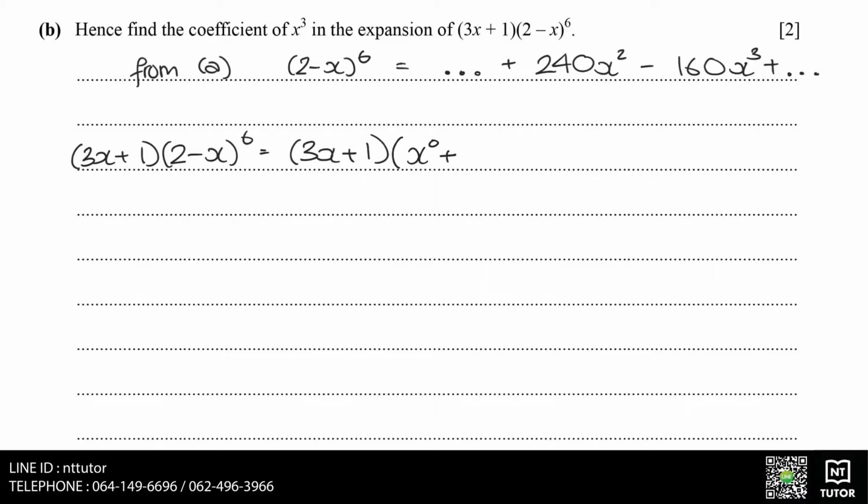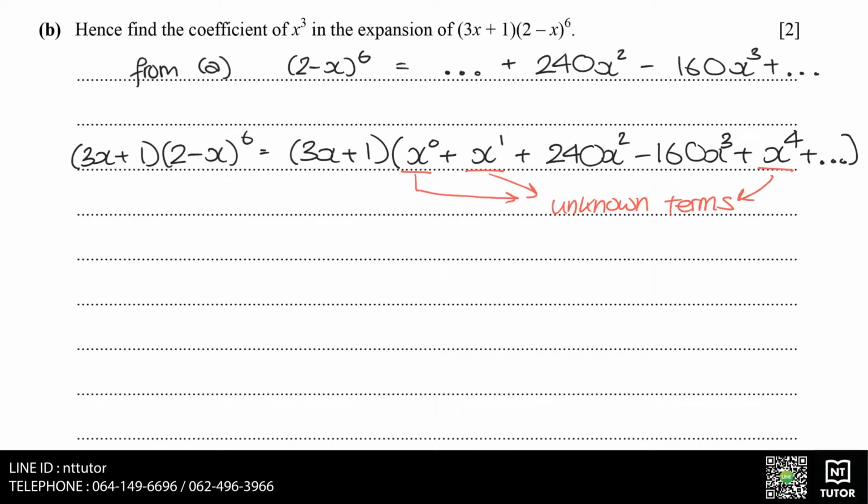Then the second term would be some form of x to the power of 1. Then the third term would be some form of x to the power of 2, which we already know is 240x to the power of 2. The term after that is minus 160x cubed, and then we should have another term with x to the power of 4. For now, we don't know the terms for x to the power of 0, x to the power of 1, and x to the power of 4, and you will see later that it doesn't matter.